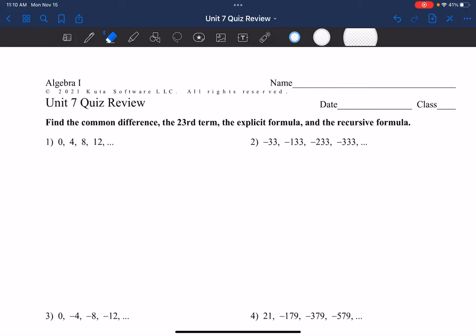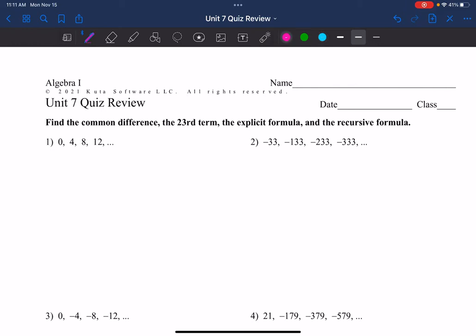Okay, guys, so today we are going to do our Unit 7 quiz review. So the directions tell us to find the common difference. So from that, we know that this is going to be talking about arithmetic sequences. And then we also are asked to find the 23rd term, the explicit formula, and the recursive formula.